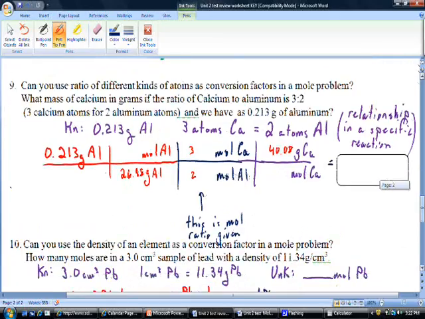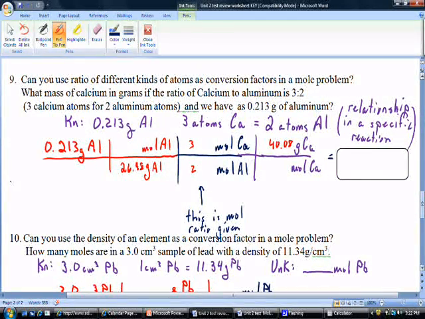Moving on to number 9, we're almost down to the last couple of problems here. So for this problem in number 9, this is preparing you for the future. Some of the problems you will work on with moles when you have a chemical reaction, and maybe in that chemical reaction, it involves calcium and aluminum. And in this reaction, you use 3 atoms of calcium every time you use 2 atoms of aluminum.